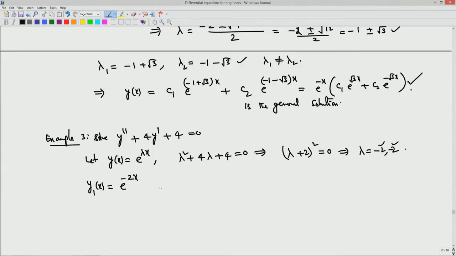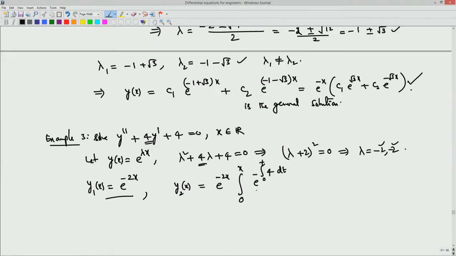So, you know by the earlier method, by Abel's formula, if you are given one solution y1, you can find the other solution y2 as y1(x), that is e^(-2x), times an integral from x0, where x0 is any point in the domain. So you have the full real line, and I can choose it as 0 to x, of e^(-∫ p(t) dt), and p is 4 here.